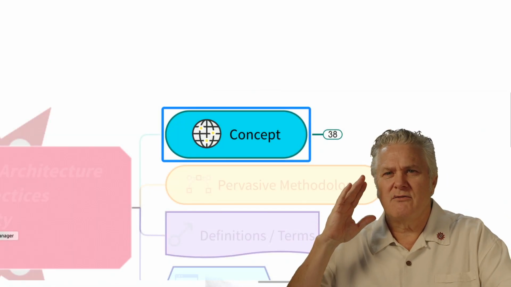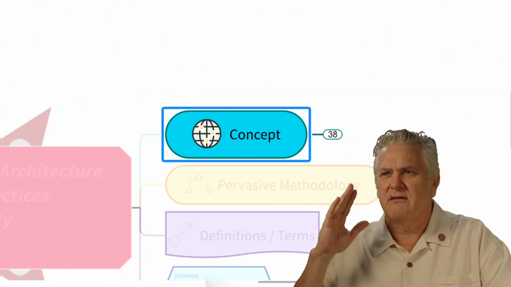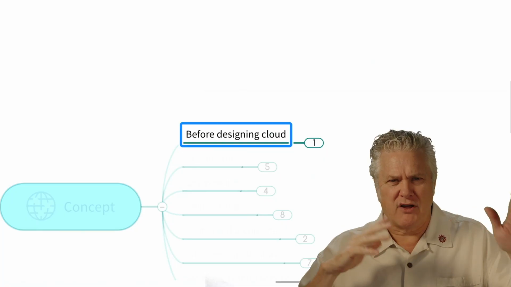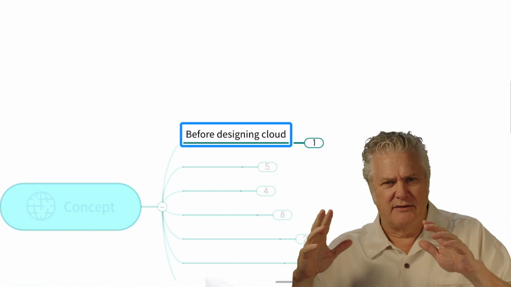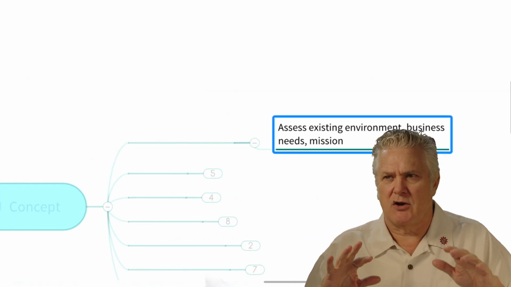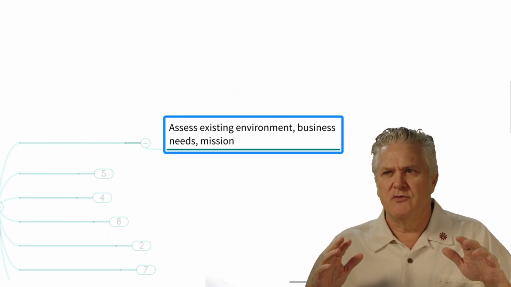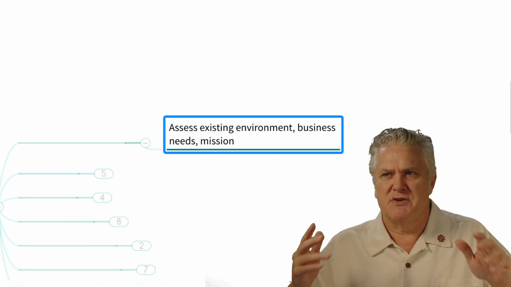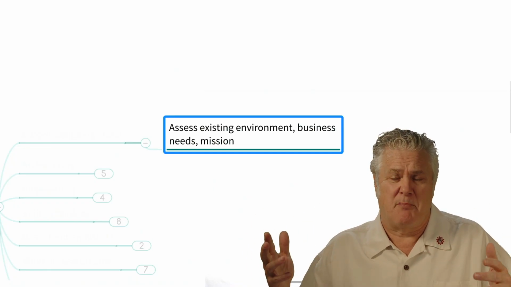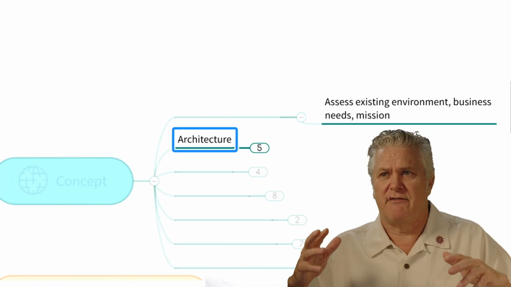So what are we really doing here? Well, we have to talk about before the cloud and then after the cloud. And we're talking about the infrastructure. We're not doing any programming here. But before the cloud, what we would do is we would look at the existing environment, the business needs, and the mission, and then we'd go out and buy equipment. We buy software licenses, all that kind of stuff.